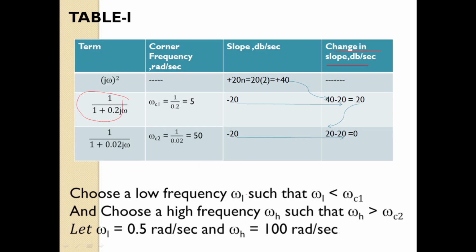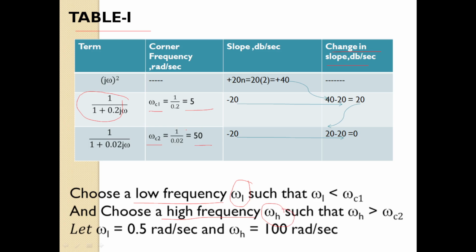Okay, so now this is our table 1. Now we have two corner frequencies. Omega c1 is 5. The other corner frequency, omega c2, is 50. Now let us consider two more frequencies, one low frequency and one high frequency. Let us assume the low frequency is omega L and the high frequency is omega H.